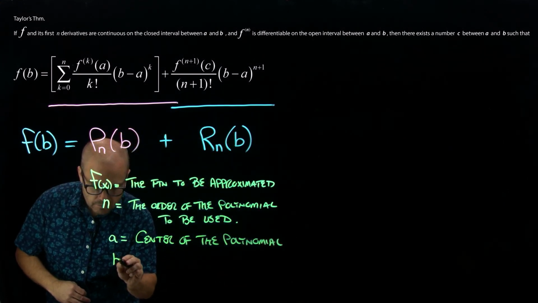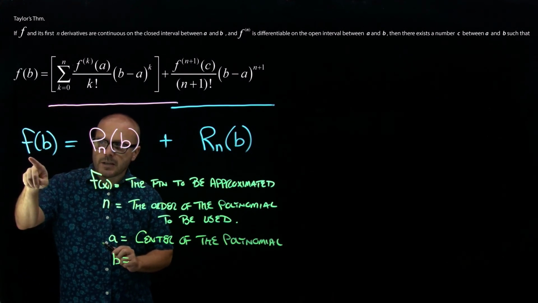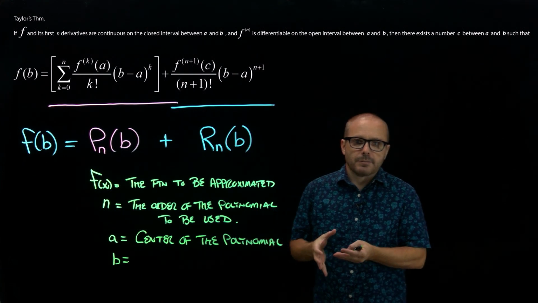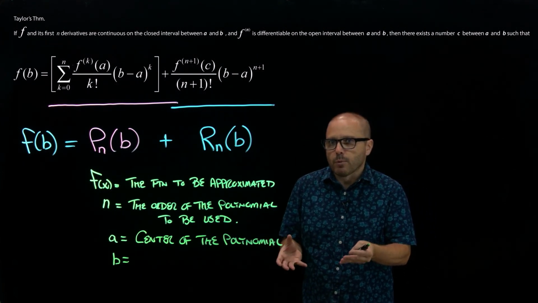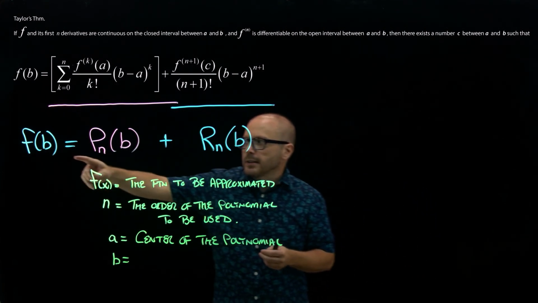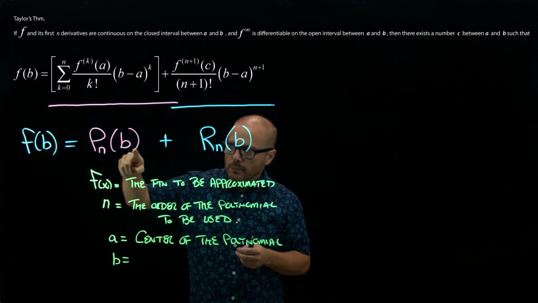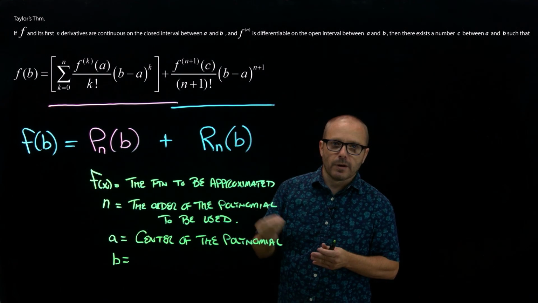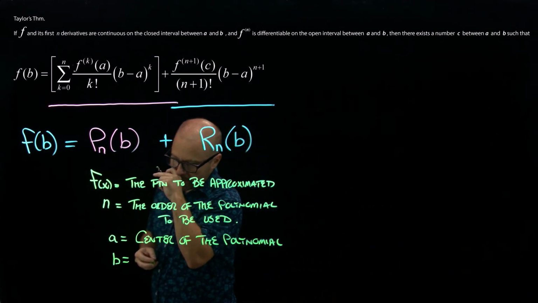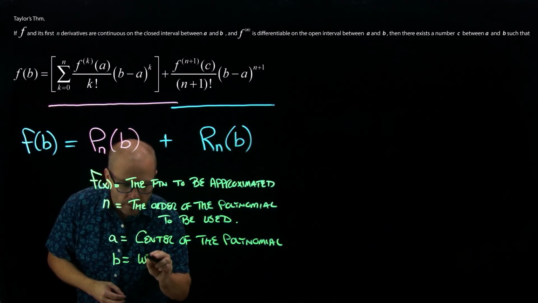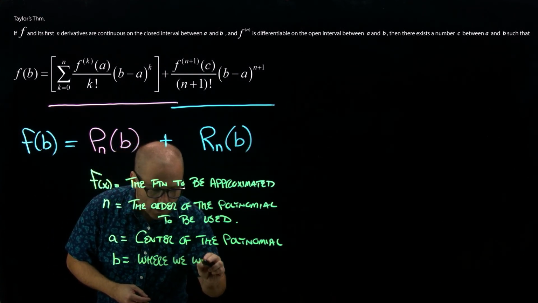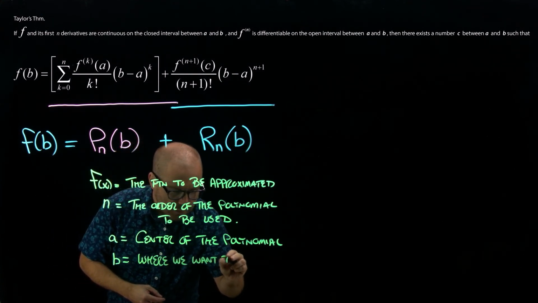B, well, notice we're talking about f at some actual point. So if we were going to approximate sine somewhere, say sine of 0.5, then we're wanting to plug 0.5 into sine, but instead we're going to plug it into its polynomial. So that location where we'd like to approximate it is what the b is. So this is where we want to approximate f.